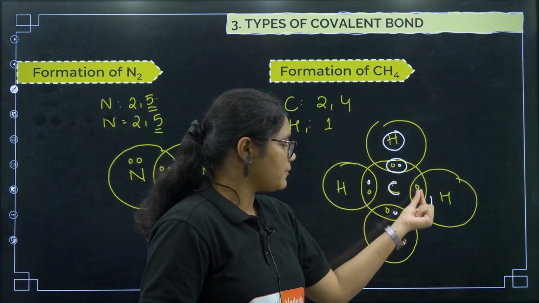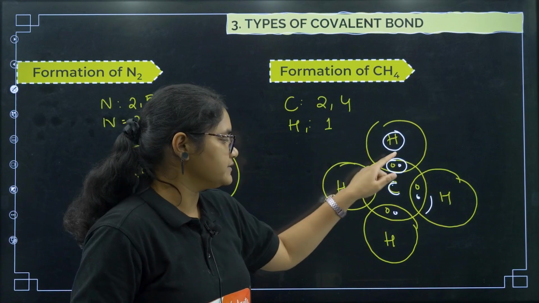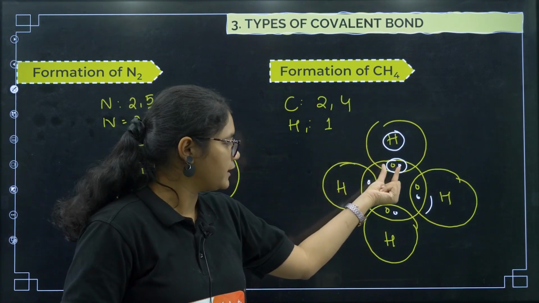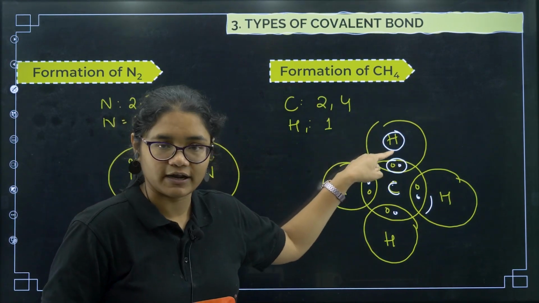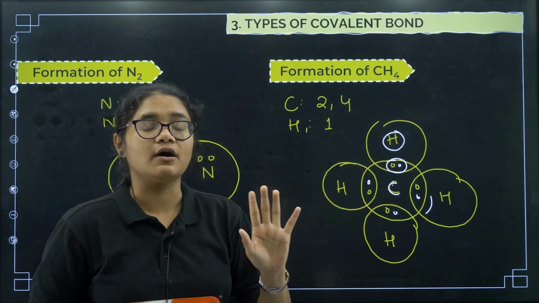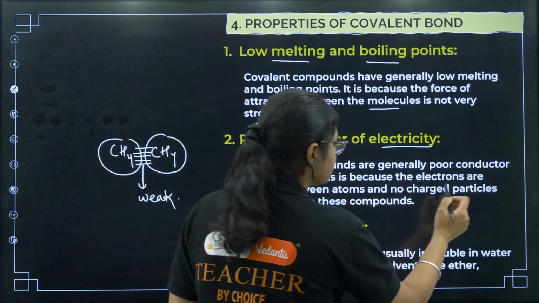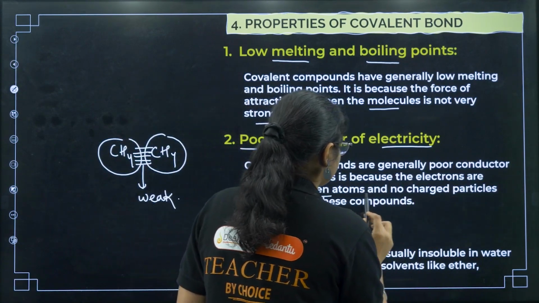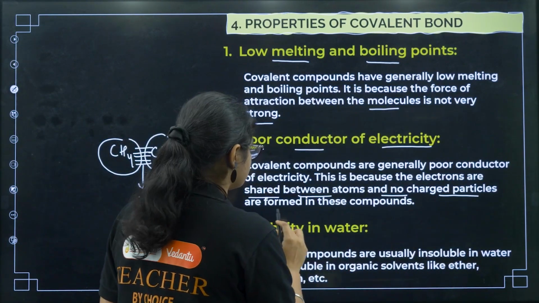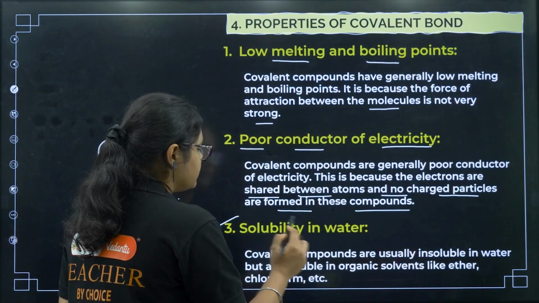But in covalent compounds, these electrons are shared, right? It is shared between two elements, that is carbon and hydrogen. Means this electron pair is attracted by the nucleus of hydrogen as well as the nucleus of carbon. So these electrons are not available freely. This is because the electrons are shared between atoms and no charged particles are formed in these compounds.